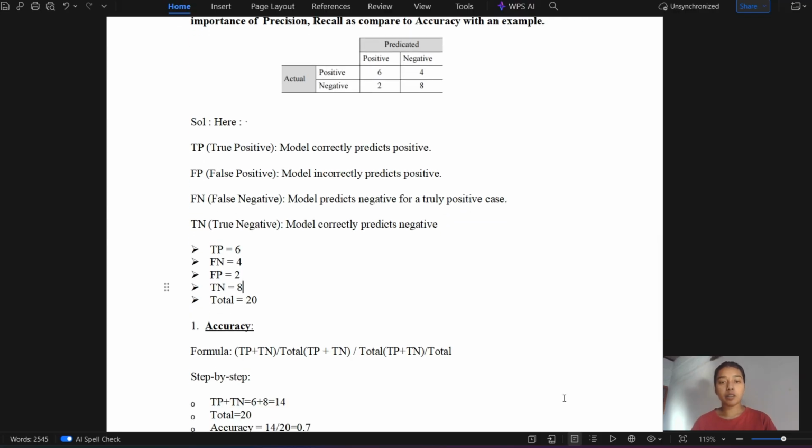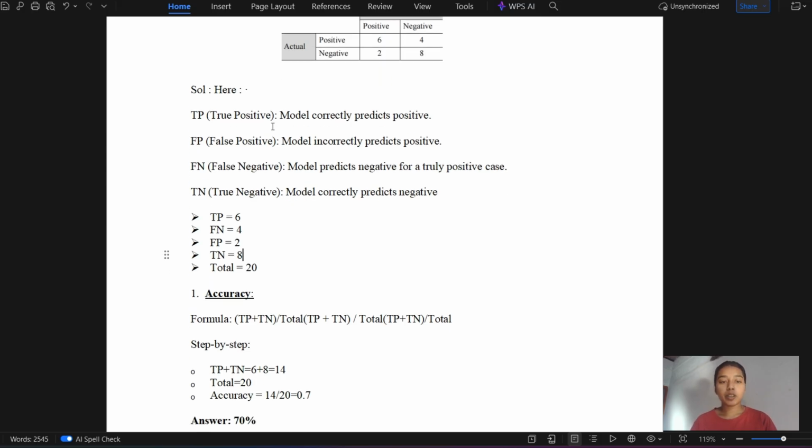The matrix is given here where we have two values, predicted and actual. Here, TP stands for true positive, the model correctly predicts a positive value. FP stands for false positive, that is, the model incorrectly predicts positive. FN is false negative, the model predicts negative for a truly positive case. TN is true negative, the model correctly predicts negative.